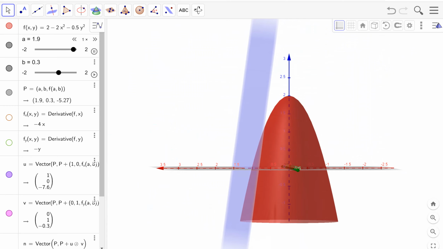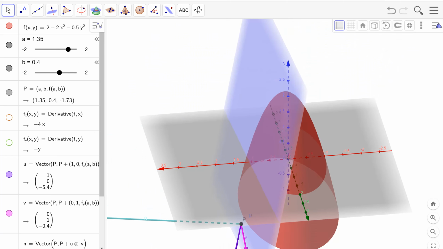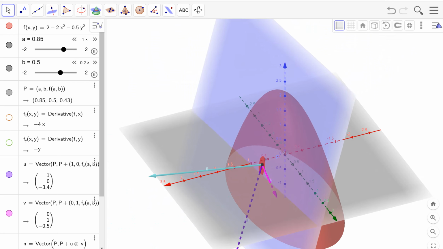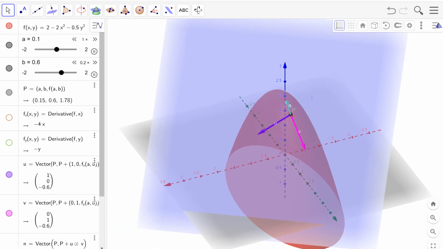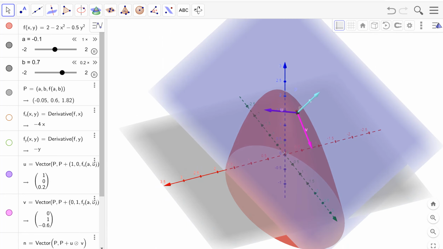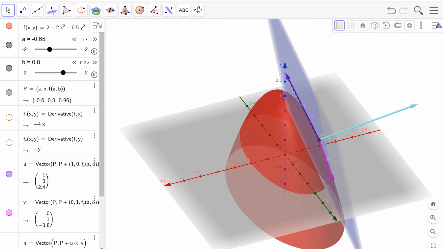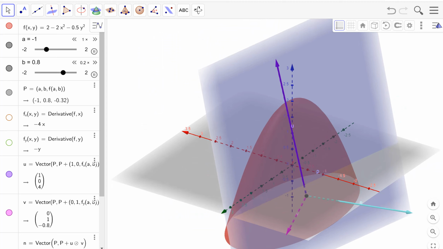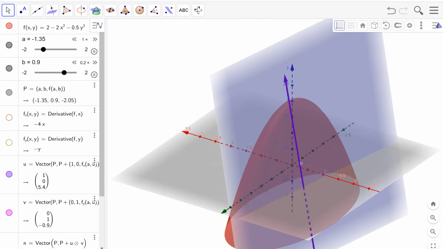Yes. We can also let the y move as well. Okay, so now x and y, A and B, the points are moving. Then you can see at each point how the tangent vectors u and v and the normal vector change. And you can see the tangent plane changes as well. Isn't it very cool?